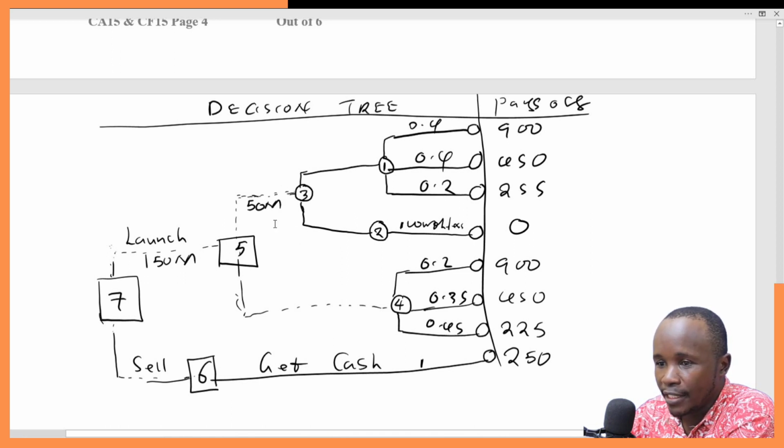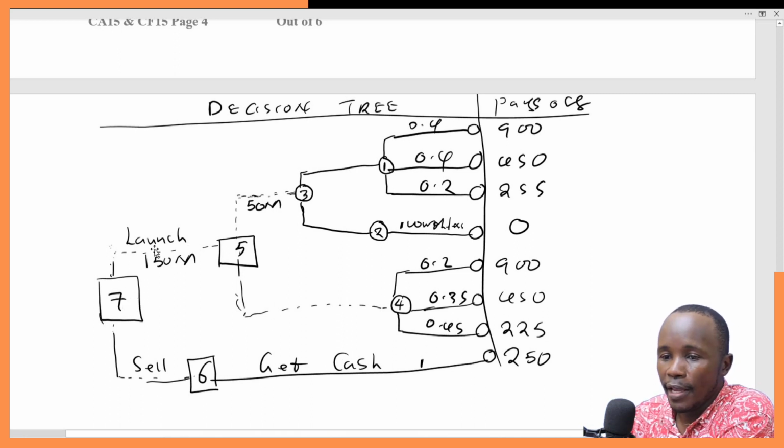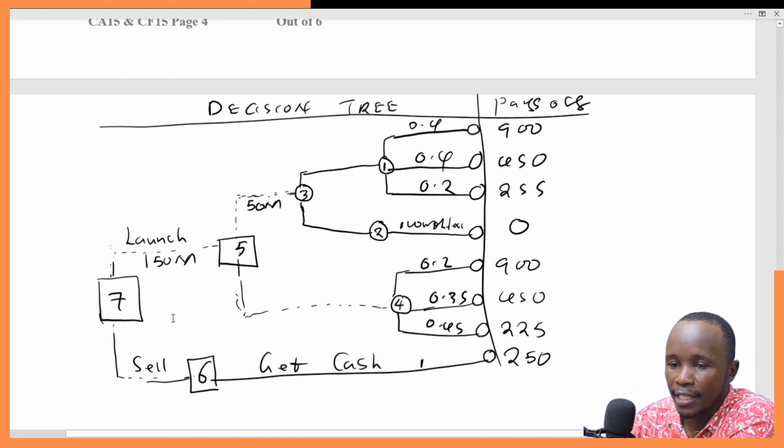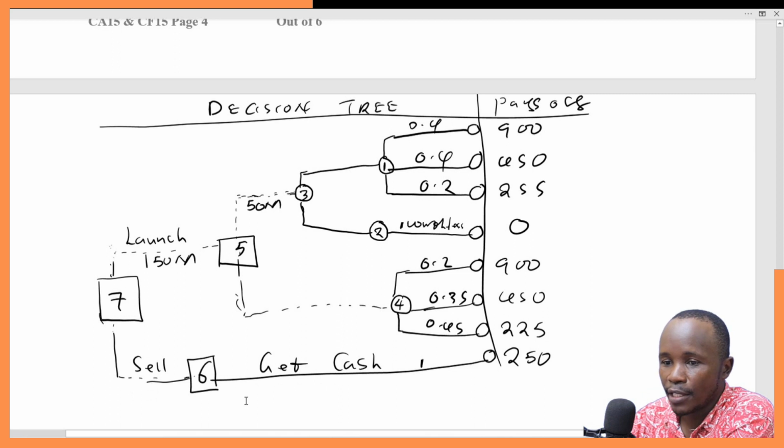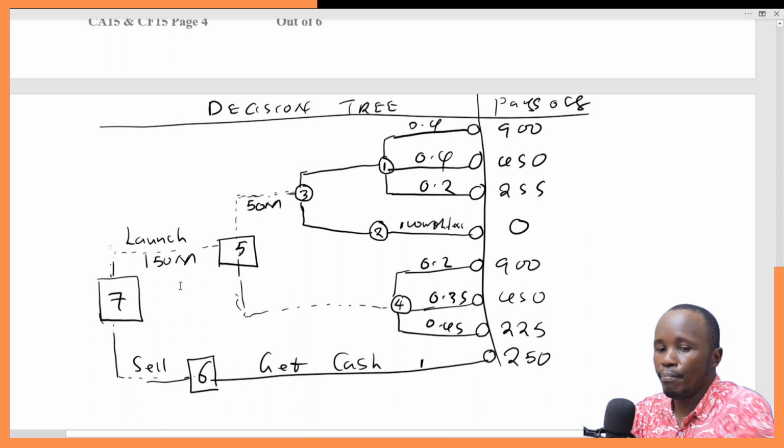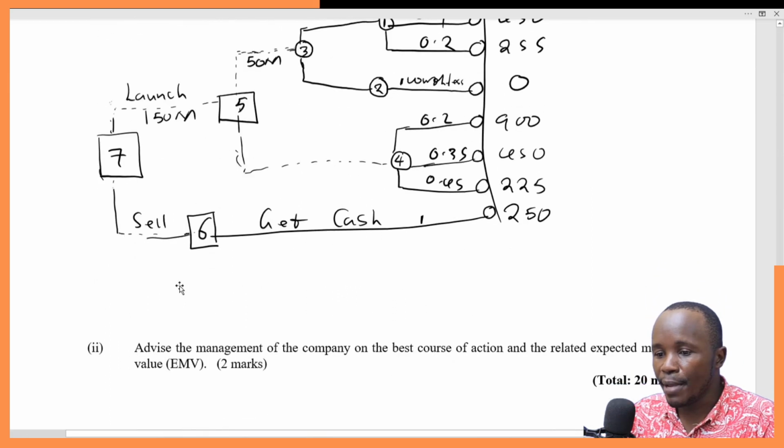Remember, where we have dotted lines means they are options. Options means you get the one which is paying you more. You pick that one. You make a decision based on the one that is giving you higher expected value. Meaning, once I reach number 5, going to number 7, I will pick the one which is going to give me the highest expected value here. And finally, you are going to check whether you need to launch the product or sell the product, so that you advise the management on which is the best way to do.